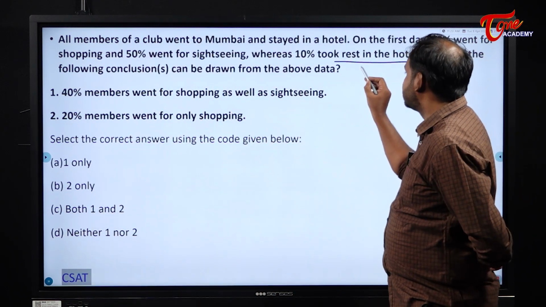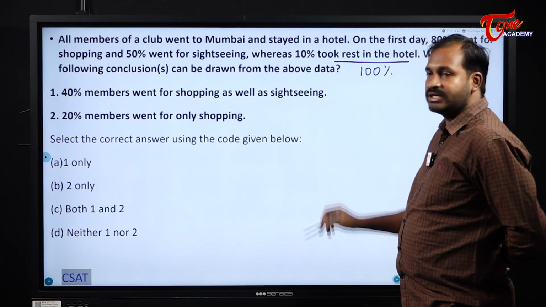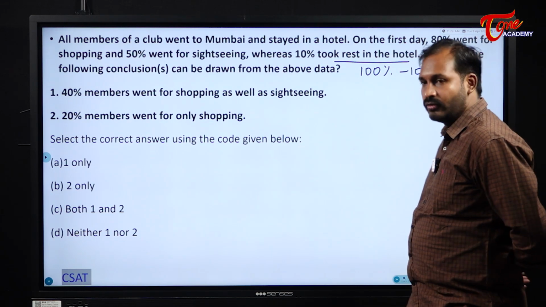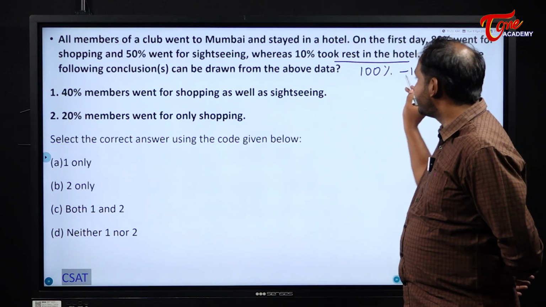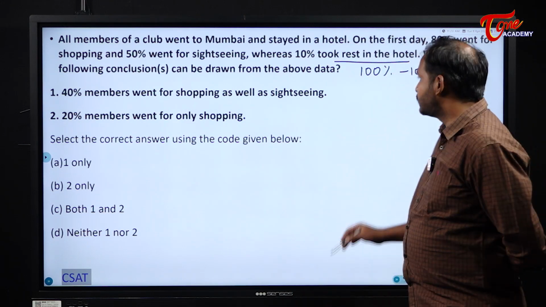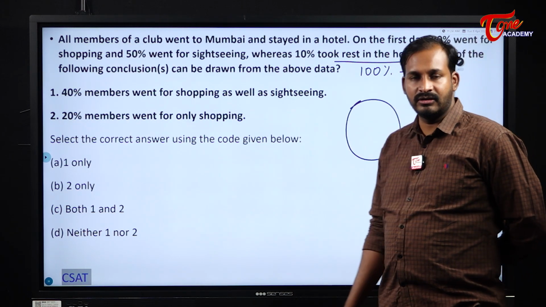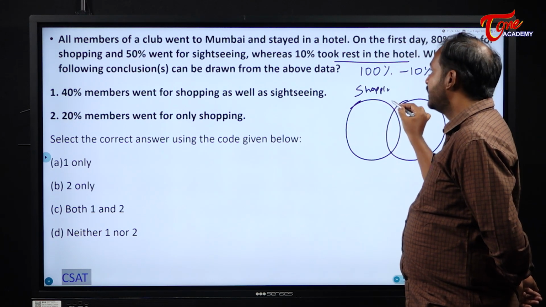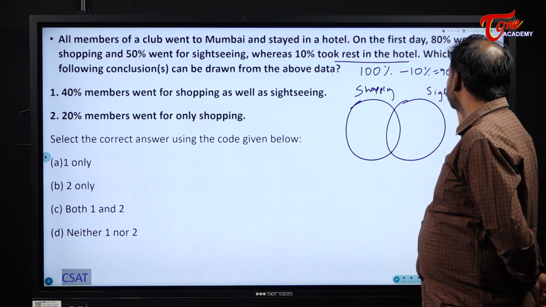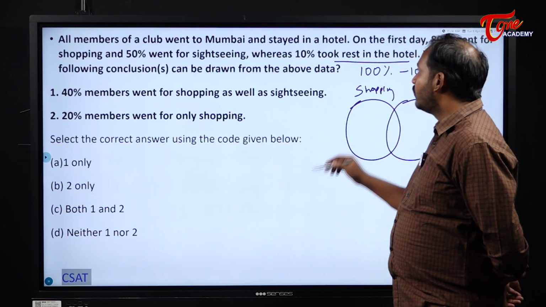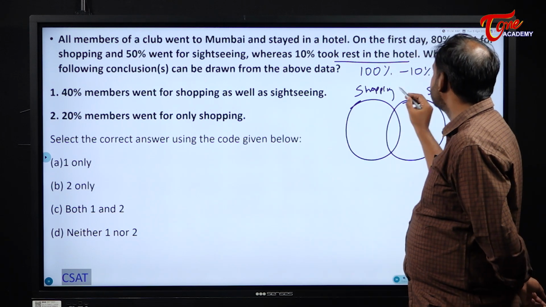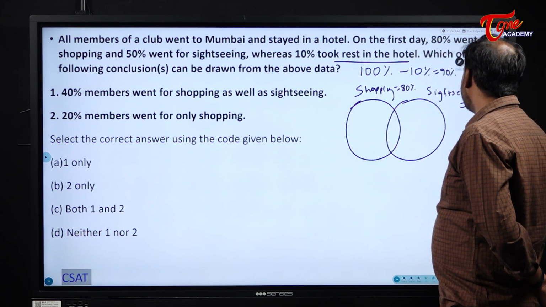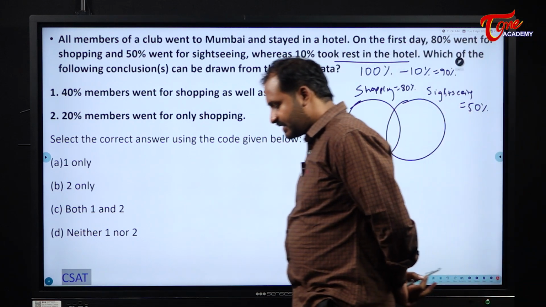So total out of 100%, and it is very clear that 10% took rest in the hotel. So 100% minus 10%, sorry, 90% left the hotel, whereas 10% are still in the hotel. Now see here, I will solve this problem with the help of a Venn diagram. Shopping and sightseeing. Overall, what percent of people went for shopping? 80% went for shopping. And what percent went for sightseeing? 50% went for sightseeing.